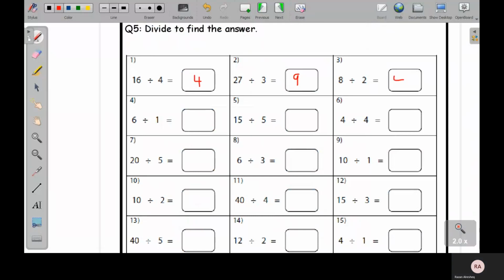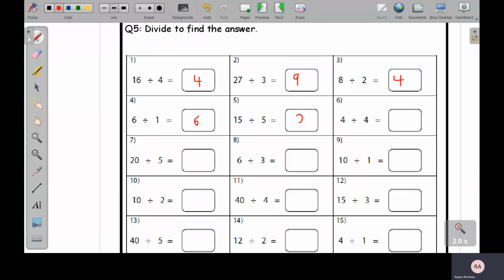Here, it's going to be 4, because 8 divided by 2 is 4. So 2 times 4 is 8. That's how we check our answer. 6 divided by 1. Now, what times 1 gives me 6? Any number divided by 1 gives me the same number. So we know it's 6.